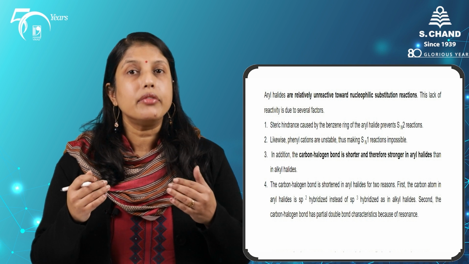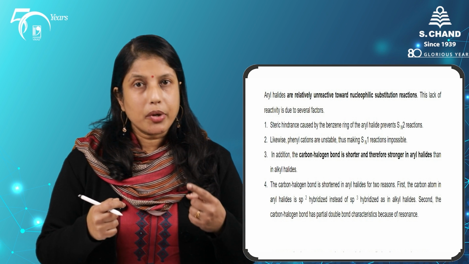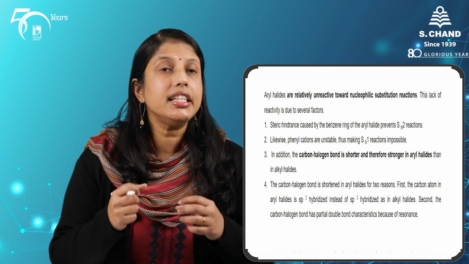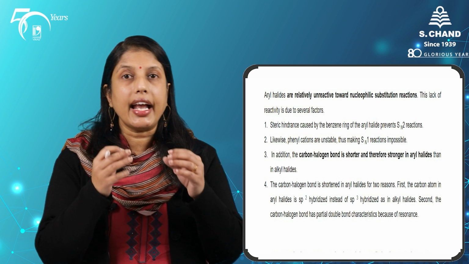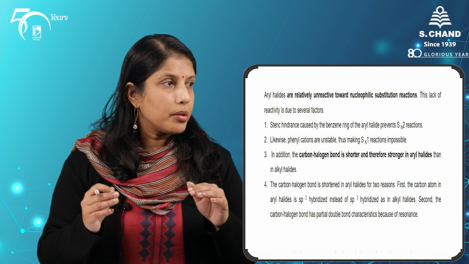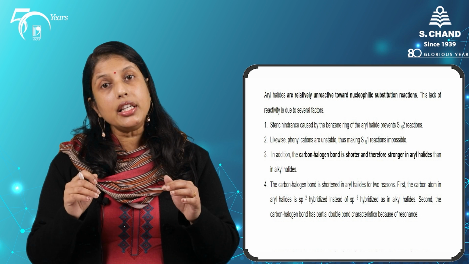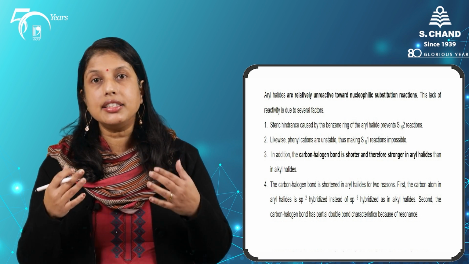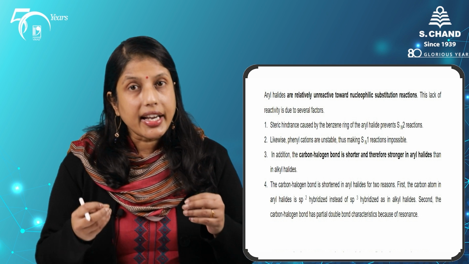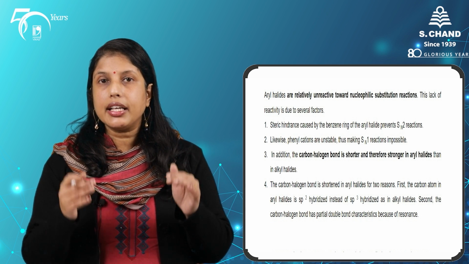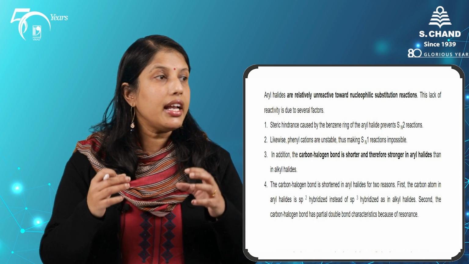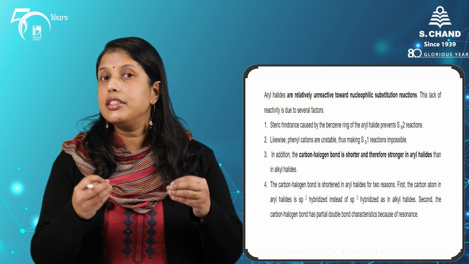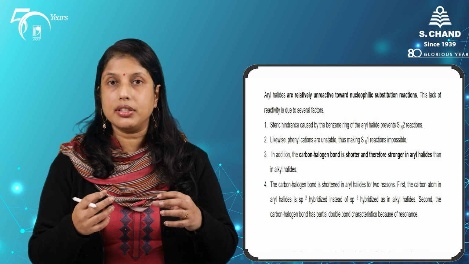Why is that? We can look at its structure. Number one, the steric hindrance that is caused due to this benzene ring prevents an SN2 attack. Furthermore, our phenyl cations, we know they are unstable, so they cannot be formed if we have an SN1 mechanism. And finally, the carbon-halogen bonds in our aryl halides are shorter and therefore much stronger. It is not easy to break these bonds.